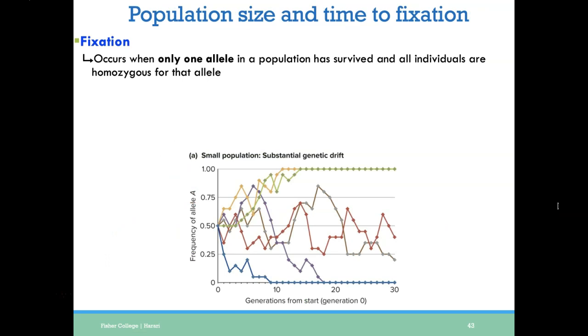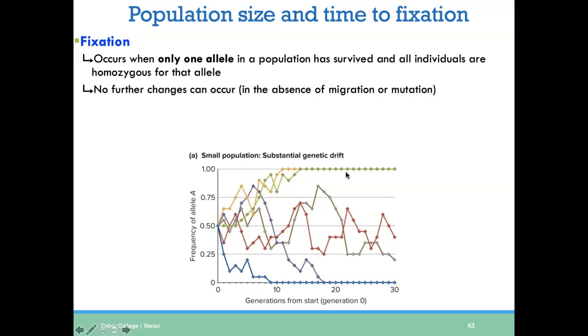So there's a term called fixation. Fixation is when only one allele in the population survives and all individuals are homozygous for that allele. You can see that this green run of the simulation had fixated already at about 14 generations. The one in yellow fixated even before that. And once you get that, there can be no further changes because you're not getting any mutations and you're not getting any migration. So once you fixate on one allele, there are no more changes in that population.